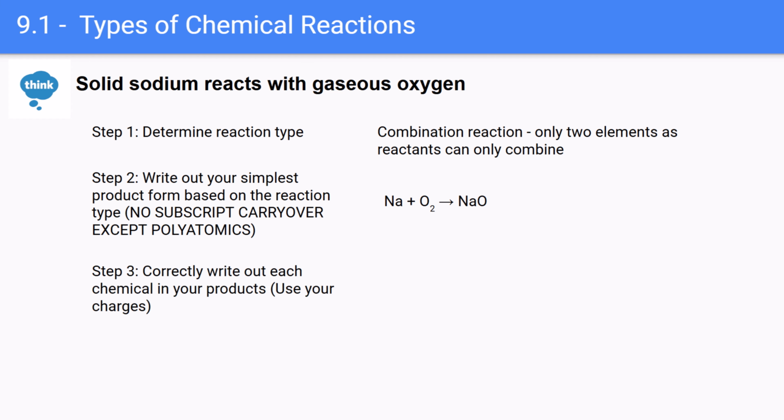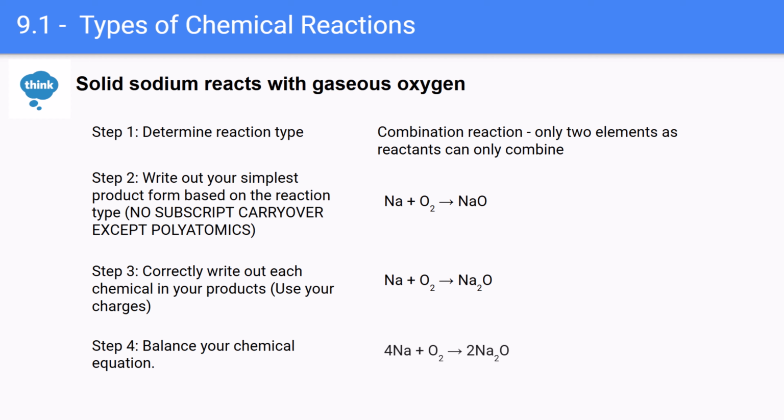Step 3 is correctly write out each chemical in your products using your charges. So Na is a 1+ charge, O is a 2-, so we cross and drop. So our product is Na2O. And then lastly, we go through and we balance our chemical equation. So we have 2 oxygens on the left, 1 on the right. So a 2 goes in front of Na2O, and then we end up with 4 in front of Na.